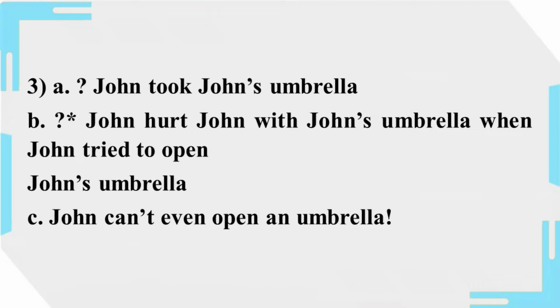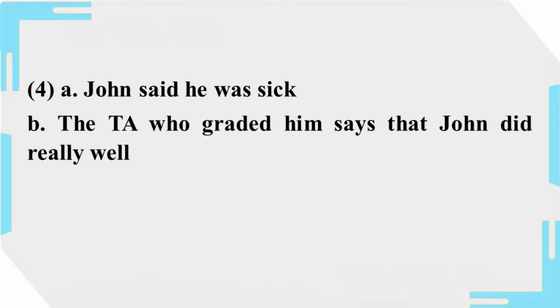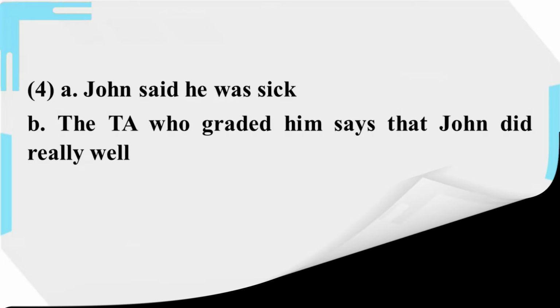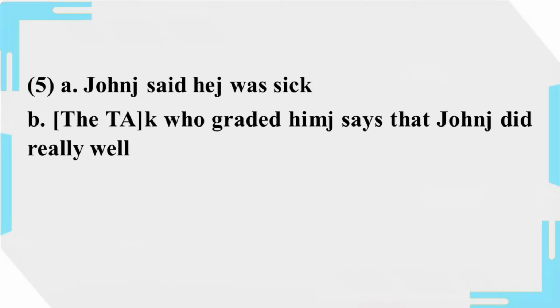We can also use a pronoun in a sentence to refer to John if the DP John is used elsewhere in the same sentence, even if John has never been mentioned before, as in the following sentences. John said he was sick. The TA who graded him says that John did really well. We can indicate that we mean John and that he or him refer to the same person by putting a subscript or index i on each of the phrases, which is interpreted as referring to an individual i. Accordingly, we would rewrite the two sentences above as John_i said he_i was sick. The TA who graded him_i says that John_i did really well.